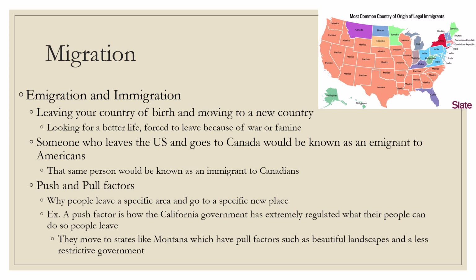So then we have two different types of migration. We have emigration and immigration. I know we've all heard of immigration. We all know what that one is, where you leave a country and move to a new one, or you have someone moving from a different country into your country. And this can be for a lot of different reasons. You could be looking for a better life. Maybe there was a war or famine that forced you to leave. It just kind of depends on situation by situation.